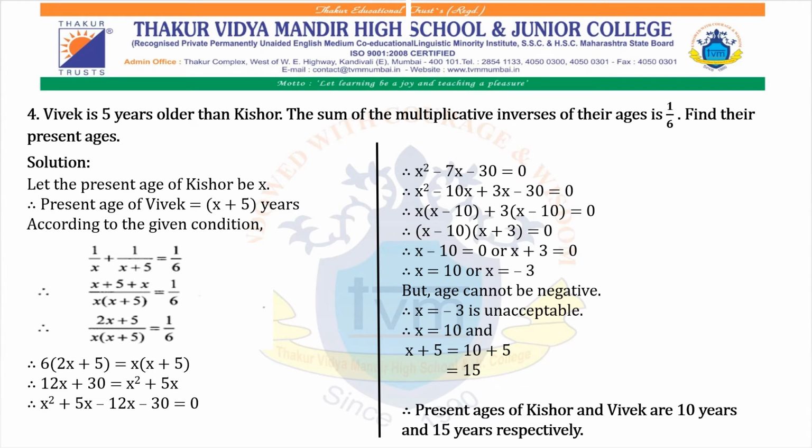But age cannot be negative. Therefore, x is equal to minus 3 is unacceptable. Therefore, x is equal to 10 and x plus 5 is equal to 10 plus 5, that is 15. Therefore, the present ages of Kishore and Vivek are 10 years and 15 years respectively.